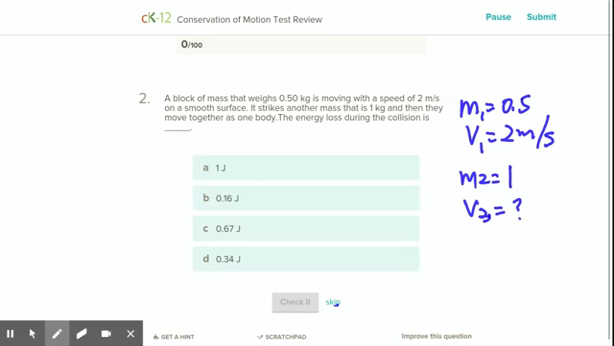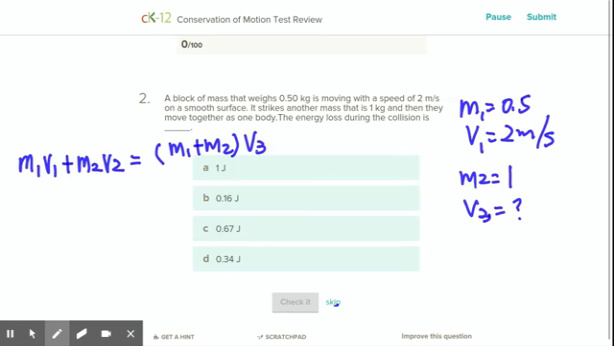So conservation of momentum tells you the momentum before the collision, M1V1 plus M2V2, is equal to, since they move together as one body, M1 plus M2 times V3.